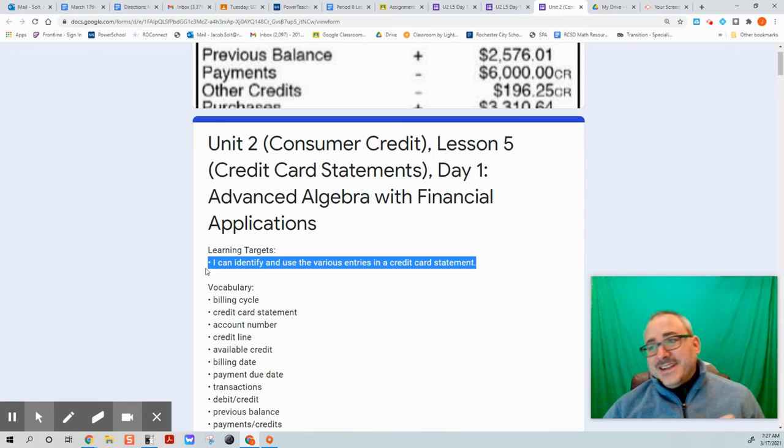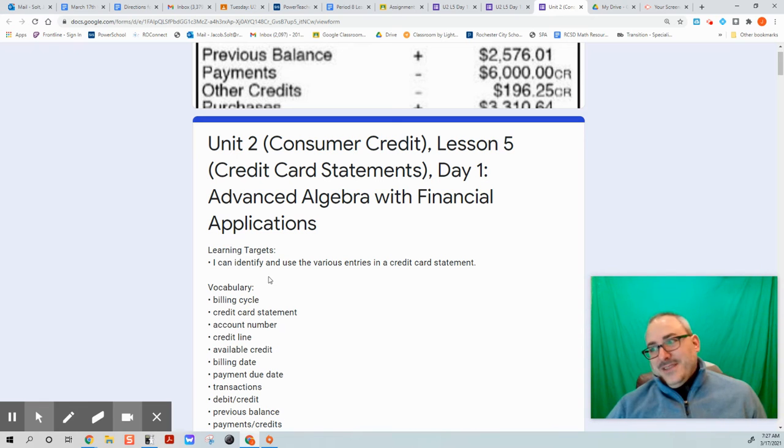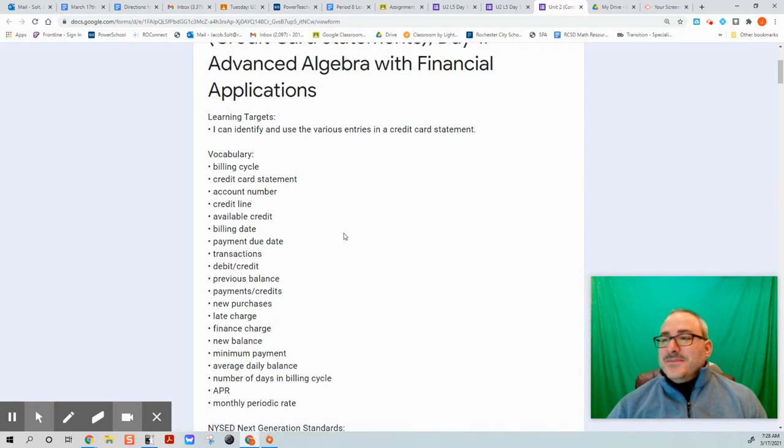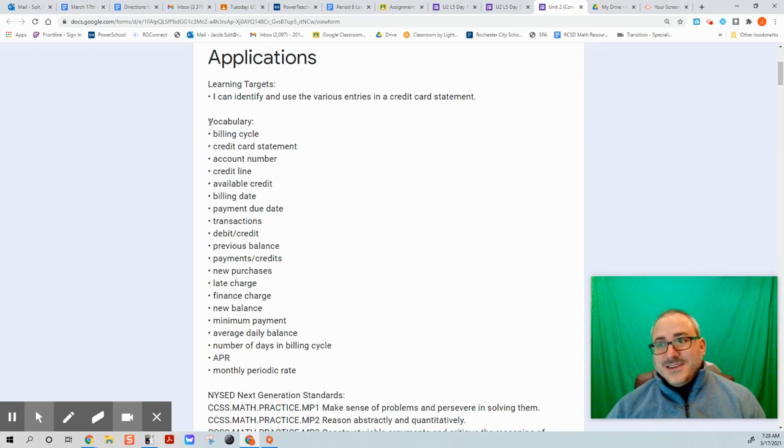I can identify and use the various entries in a credit card statement. The idea here is we're going to get you familiar with all the little pieces and gears and gizmos in a credit card statement. New lesson, new vocab, right?